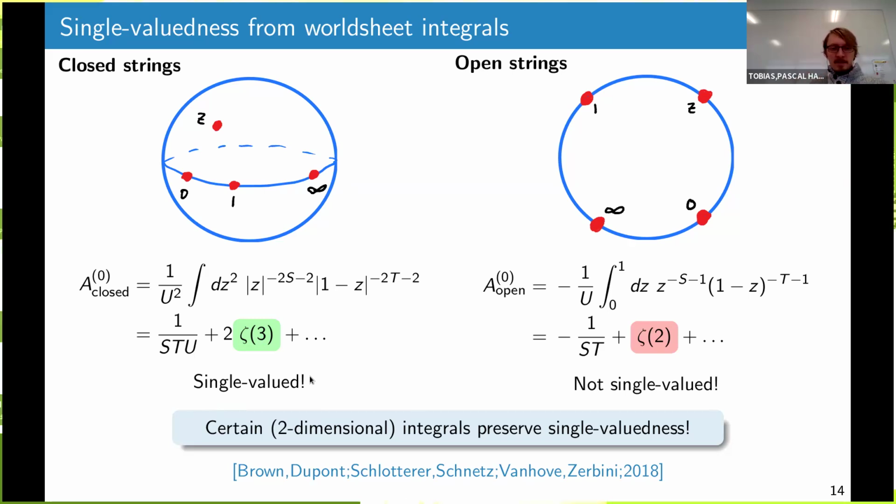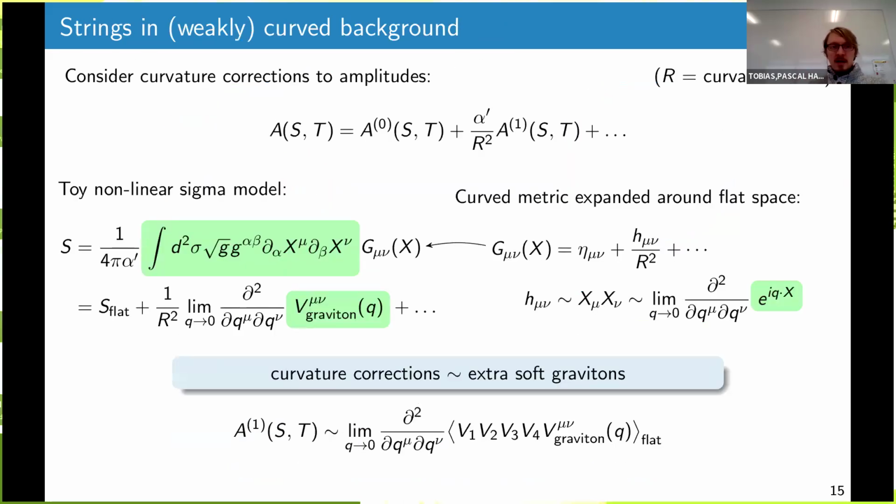Okay, but we now want to use this to learn something about curved space. So let's consider now the amplitude in a small curvature expansion. If we take R to be a curvature scale, later we will take it to be the AdS radius. So if R is large, we have a small curvature, and we consider the amplitude.